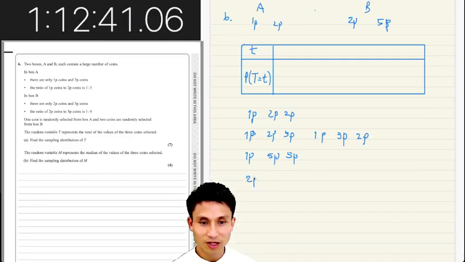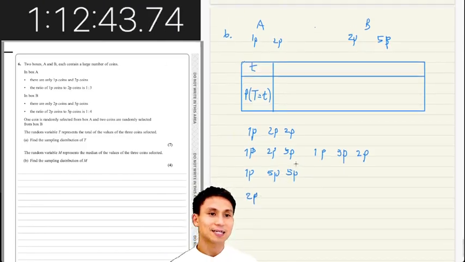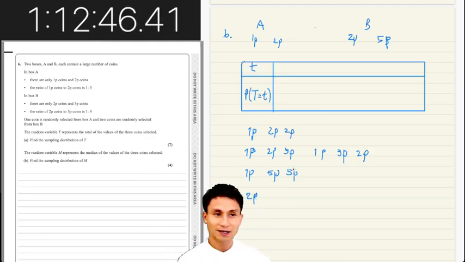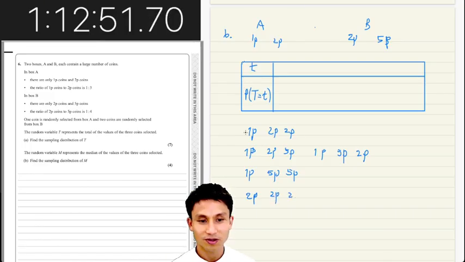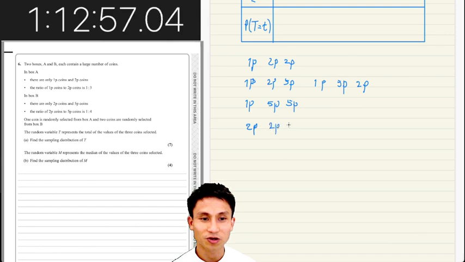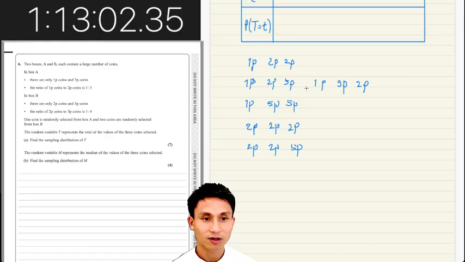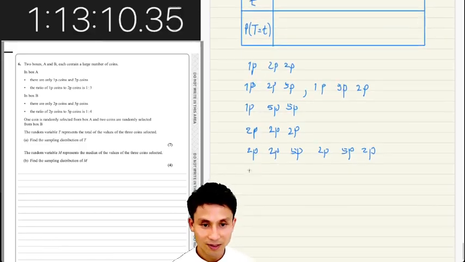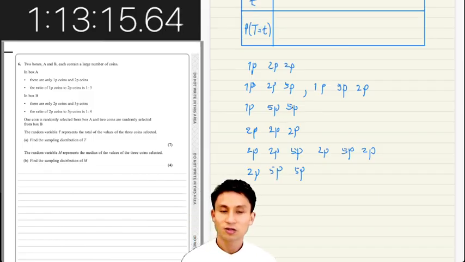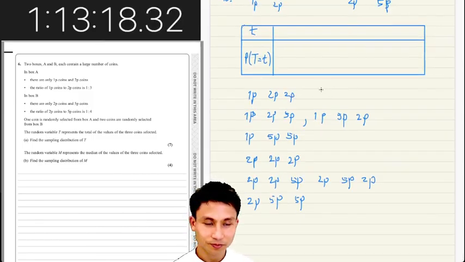And then for the 2 pence from box A, it's like the same now. So you're going to get 2 pence and all that set again. I was going to just copy, but I shouldn't do that because I can't do that in real exam conditions, so I'm just going to keep writing. So 2 pence, 2 pence, 5 pence, or 2 pence, 5 pence, 2 pence. And lastly, 2 pence, 5 pence, 5 pence, right? That's it.